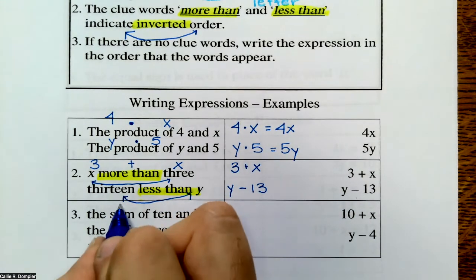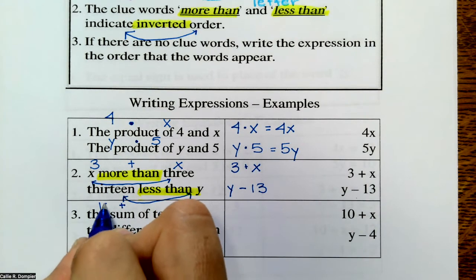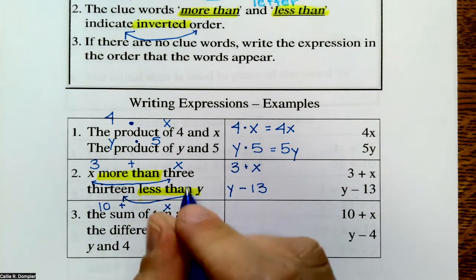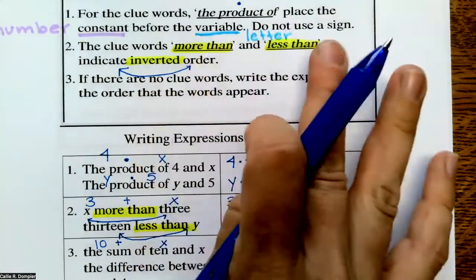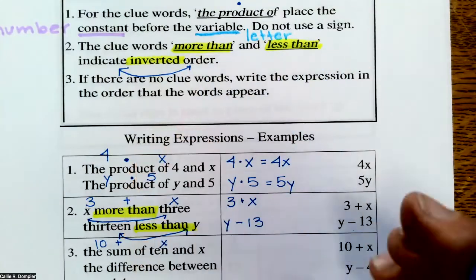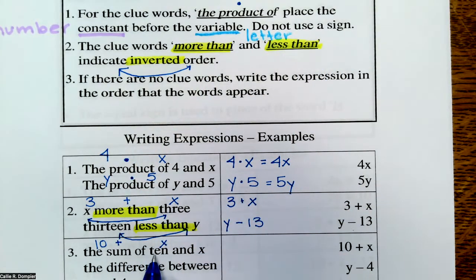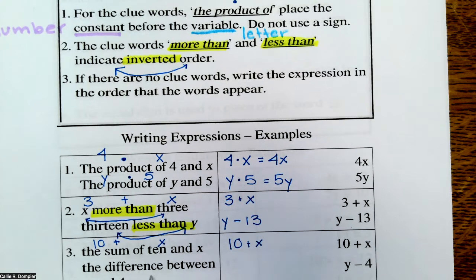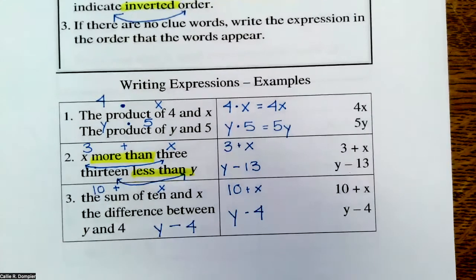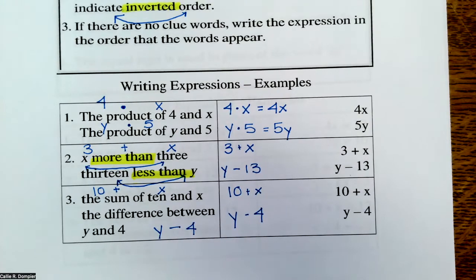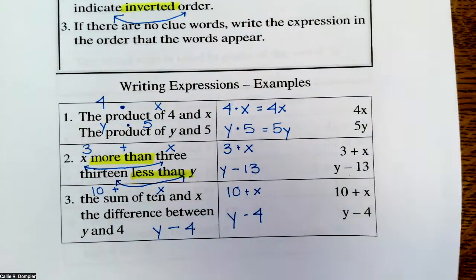The sum of 10 and x. So remember, if there are no words like more than or less than, write the expression in the order that the word appears, in order. So 10 and x. The difference between, so difference between is going to be subtract y and 4. I saw y first, so y goes in front. Y minus 4. Okay.